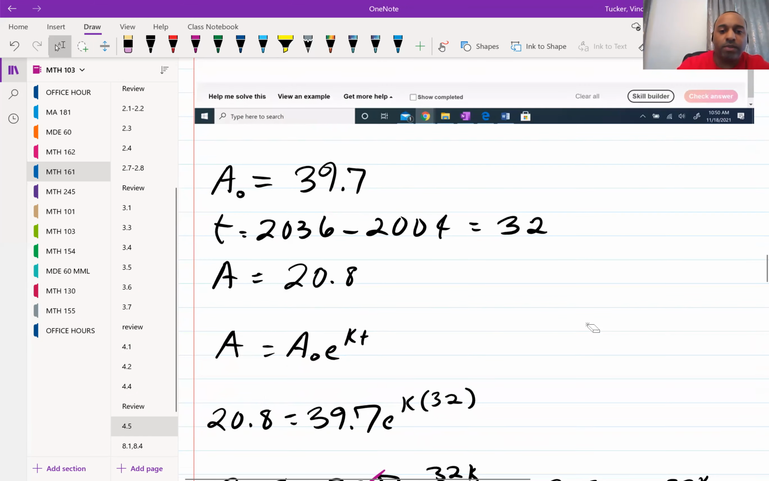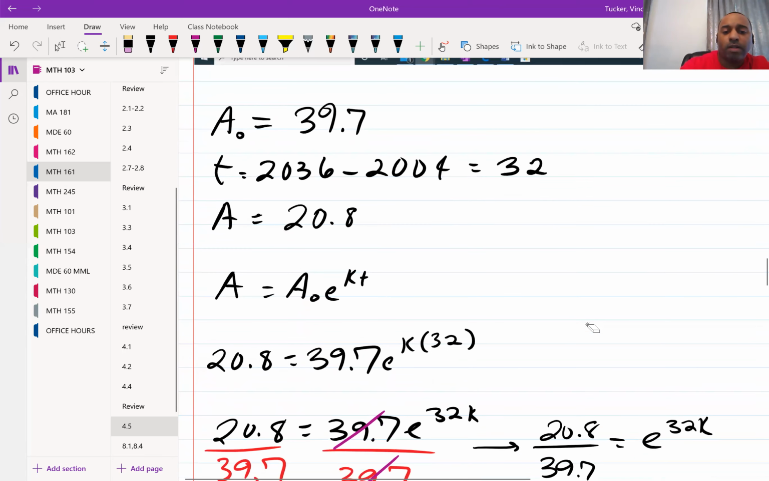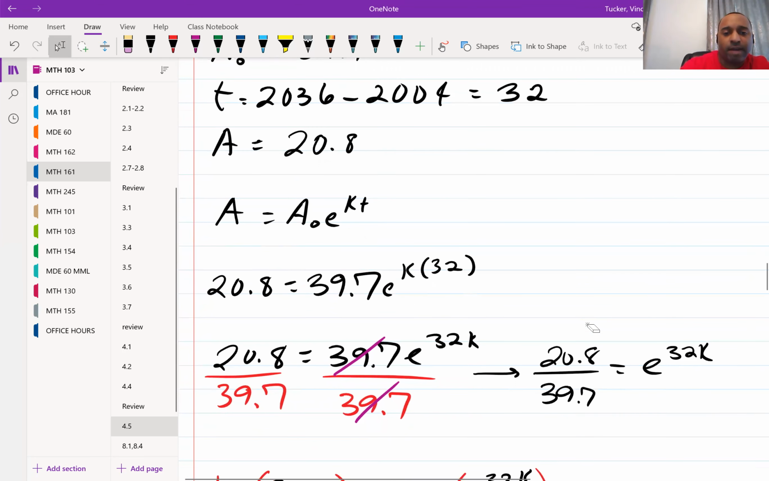So plug in the values of what you do know into your growth decay formula. Only one that should be missing is K, because that's what we're looking for. So 20.8 goes in for A, future value, or projected value. 39.7 is our initial value. And then 32 is the years past. So we start off solving by dividing both sides by 39.7. They cancel on the right here. And it gives us this result, 20.8 divided by 39.7.